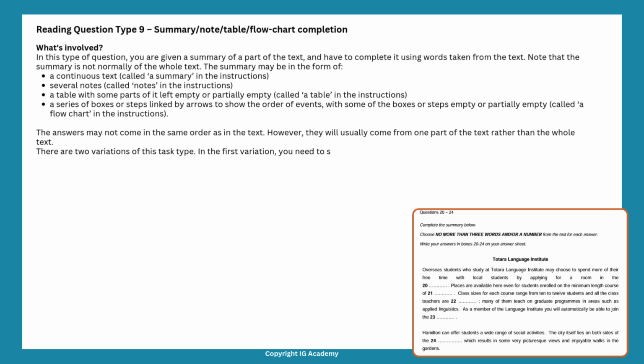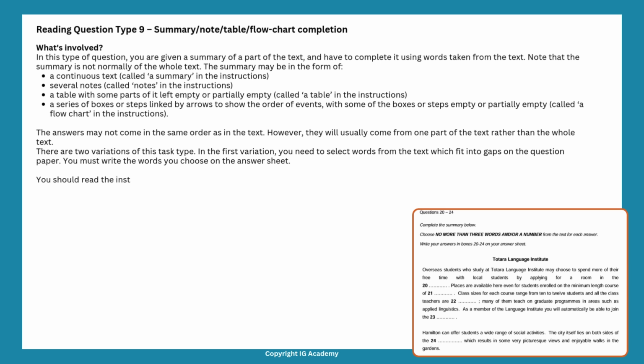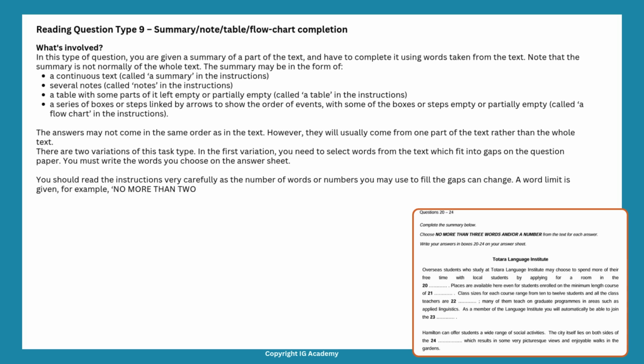There are two variations of this task type. In the first variation, you need to select words from the text which fit into gaps on the question paper. You must write the words you choose on the answer sheet. You should read the instructions very carefully as the number of words or numbers you may use to fill the gaps can change. A word limit is given, for example, no more than 2 words and/or a number. You will lose the mark for writing more than the word limit.